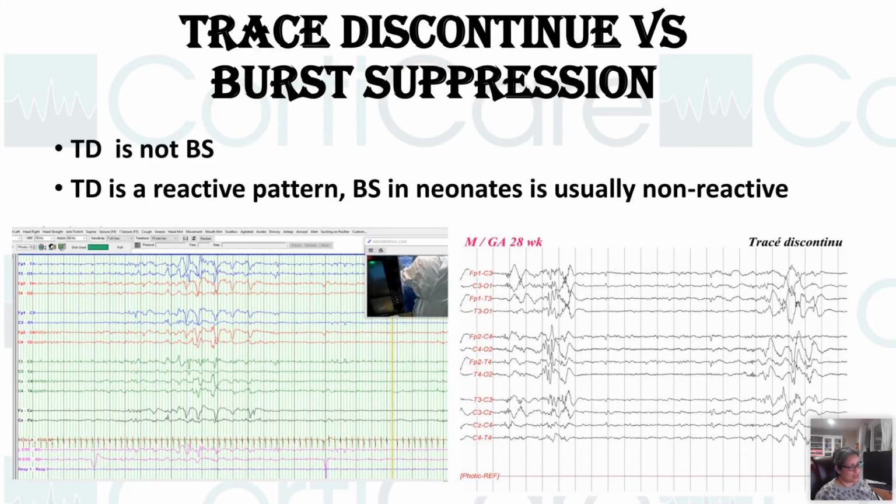However, burst suppression is an abnormal, non-reactive pattern. And these bursts can be of anything. They can be epileptic. In HIE, they are epileptic. So these bursts are of variable morphology, variable duration, but the suppression is longer. And this pattern is non-reactive.